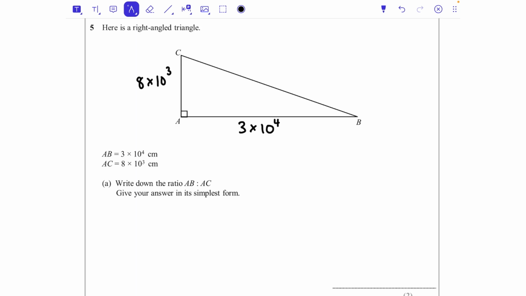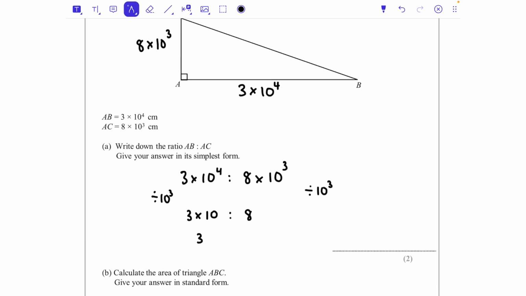Okay, so we've got AB, which we know is 3 times 10 to the power of 4. Let's put that on the left-hand side. And AC we know is 8 times 10 to the power of 3. Now with ratios, just like fractions, if they've got something in common, we can divide by that. So I know I can divide this side by 10 cubed, and I can also divide this side by 10 cubed. So this would be 3 times 10 is all I'd be left with on this side, and on this side I'd just be left with 8, which is going to be 30 to 8. They're both in the 2 times table, so let's divide that by 2, and that would be 15 to 4. They're both not divisible by anything, so that's it, that's my answer, 15 to 4.